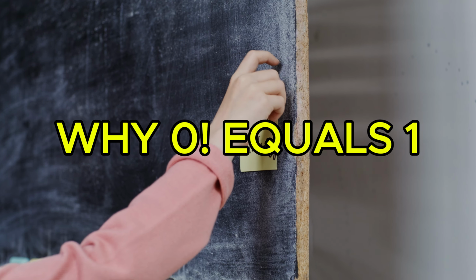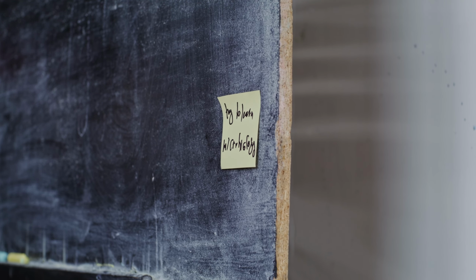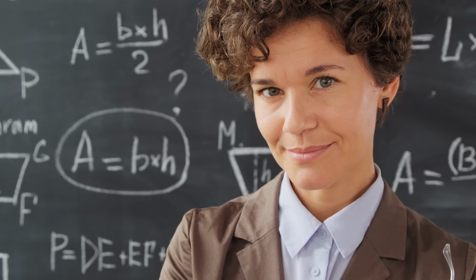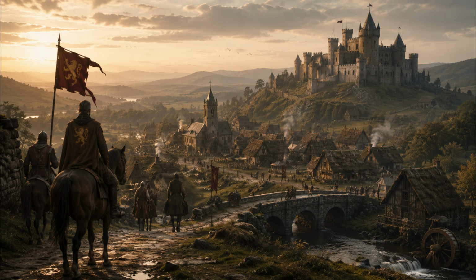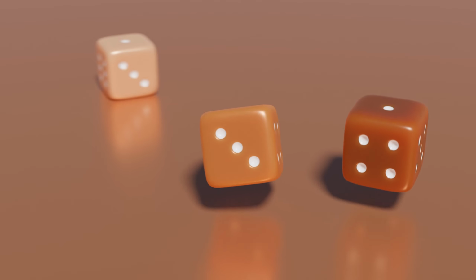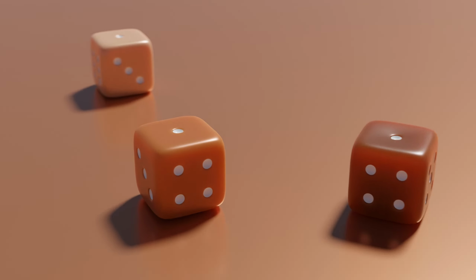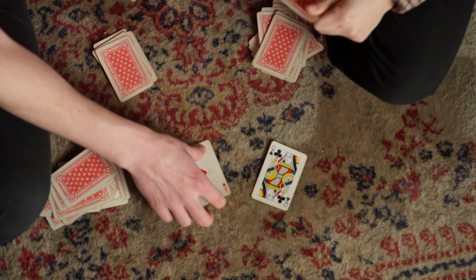Before we come to our main topic, why 0 factorial equals 1, we first need to understand where factorials even came from and why mathematicians felt the need to invent them in the first place. Centuries ago, mathematicians were trying to solve problems related to arrangements and counting. Questions like, in how many different ways can objects be arranged, or how many possible outcomes can exist, started becoming extremely important in trade, astronomy, gambling, and later in probability and science.